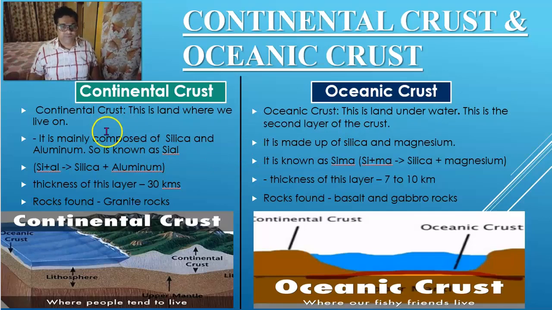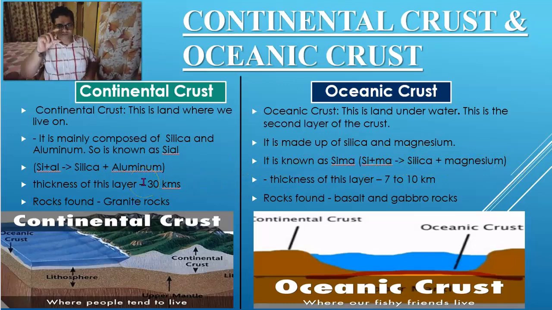Now what is it composed of? It is composed of 2 elements, silica and aluminium, so it is known as SIAL. And oceanic crust is made up of silica and magnesium, so it is known as SIMA. So SIAL is Si plus Al, that is silica plus aluminium, and SIMA is Si plus Ma, silica plus magnesium.